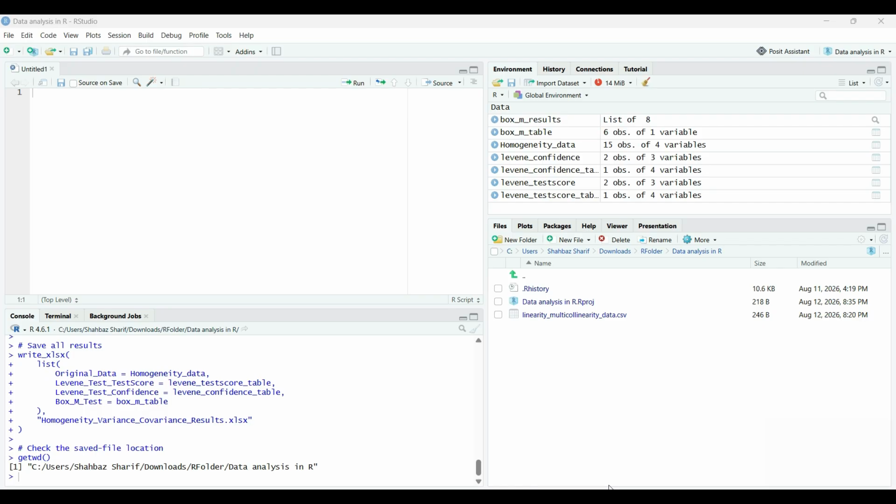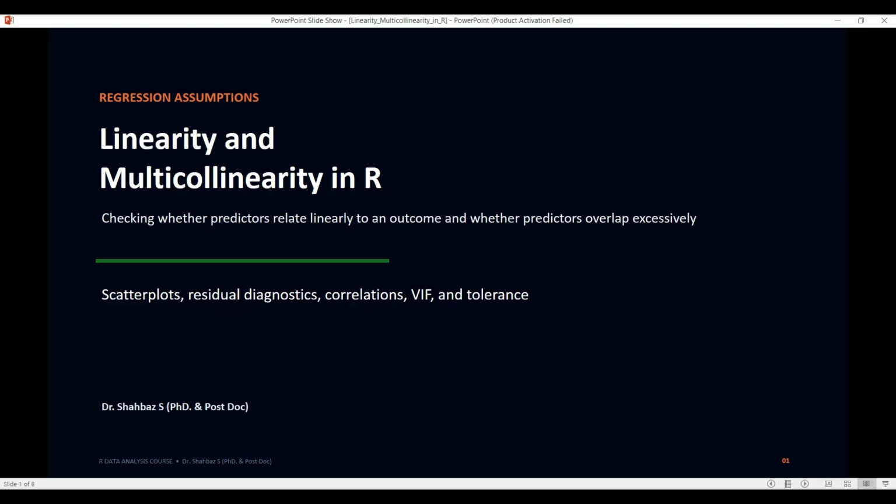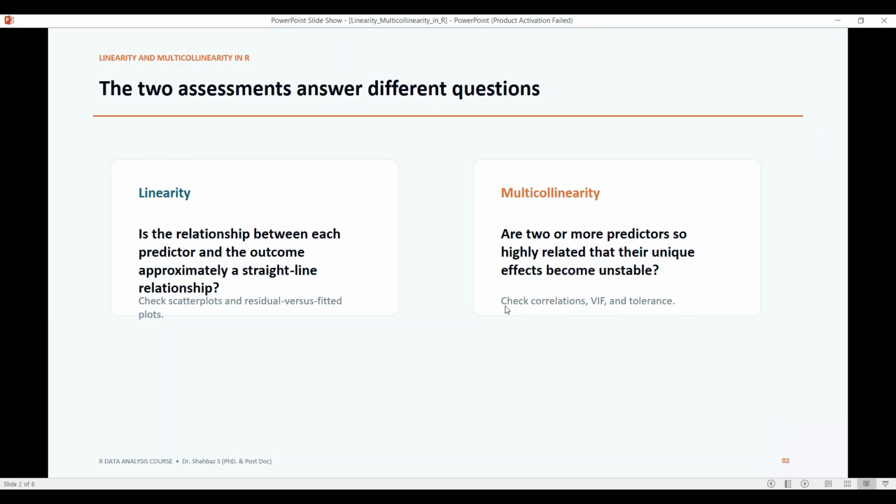So in this way, first we need to consult our PowerPoint presentation to see the recommendation, threshold values, and the criteria. So we are going to test linearity and multicollinearity of data in R. We are checking whether predictors relate linearly to an outcome and whether predictors overlap excessively. So we will see scatter plots, residual diagnostics, correlations, VIF, and tolerance levels.